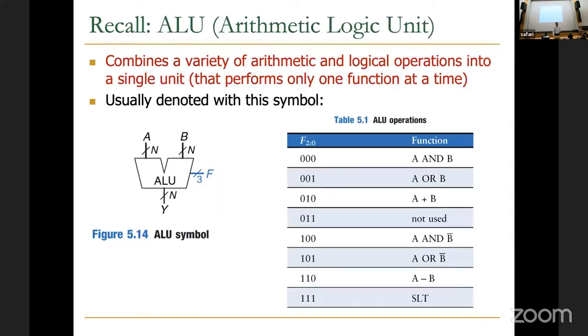Hopefully, these are relatively simple. So recall, we've actually seen this before. This was an example arithmetic logic unit for a subset of the MIPS ISA. Essentially, the ALU combines a variety of arithmetic and logical operations into a single unit, but it performs only one function at a time. In a real processor, you may have thousands of these that are concurrently operating.